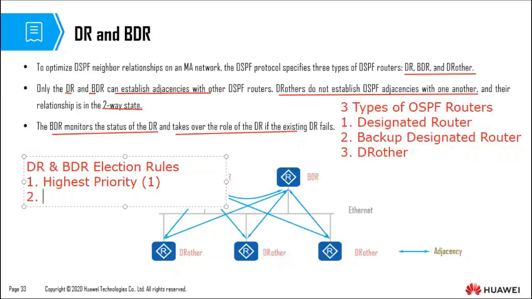In case all of them have the same router priority, for example, you've not changed the router priority of any router, then the highest router ID is going to be used. So this is the other purpose of the router ID.